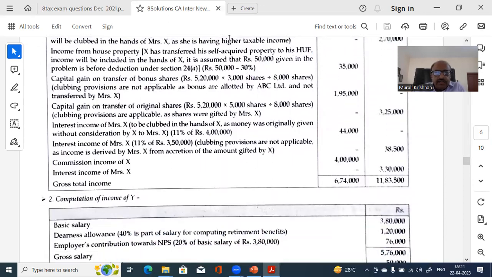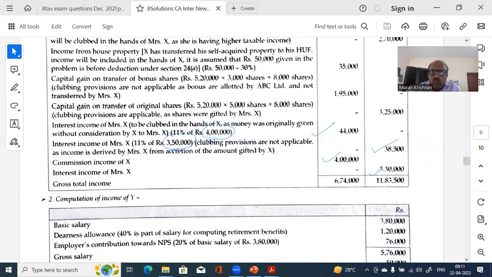Interest on interest, that is the other one. Again, here also, only to the extent of the interest that money has flowed from X will be clubbed in the hands of X. Because he has given originally 4 to Mrs. X, only that amount will get clubbed. Whereas the interest that has been earned by Mrs. X on that 4 lakh will not get clubbed. So 38,000 will be her income, 44,000 will be his income. Commission of X will be 4 lakh, that is given separately.